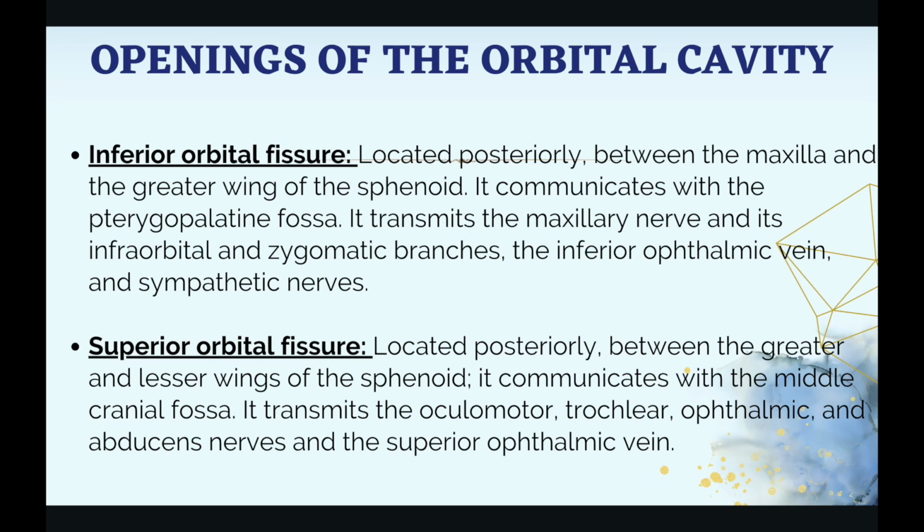It communicates with the pterygopalatine fossa. It transmits the maxillary nerve and its infraorbital and zygomatic branches, the inferior ophthalmic vein, and the sympathetic nerves. The superior orbital fissure, which is located posteriorly between the greater and lesser wing of the sphenoid, communicates with the middle cranial fossa. It transmits oculomotor, trochlear, ophthalmic, and abducens nerves and the superior ophthalmic vein.